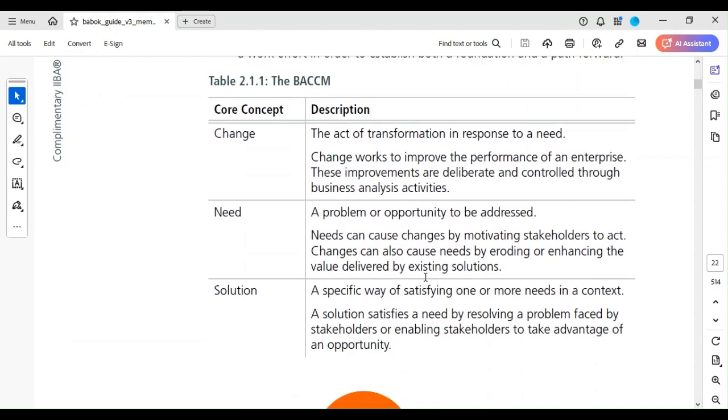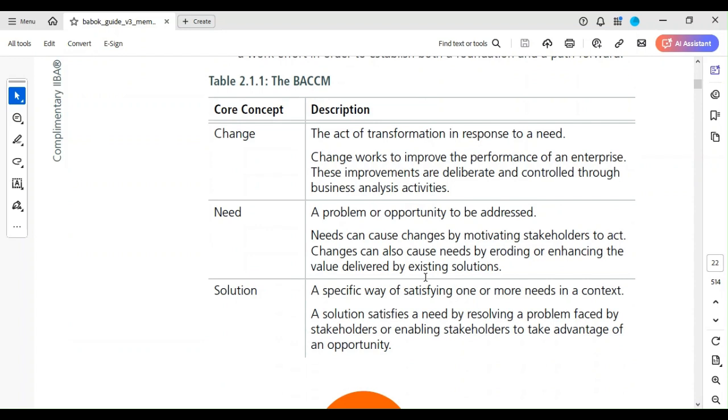Let's move on. So now they've listed the core concepts. I think I'm having a PMI IIBA break here.